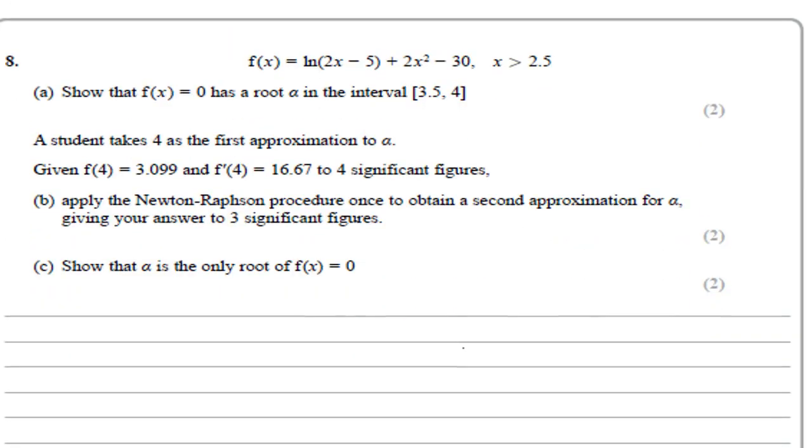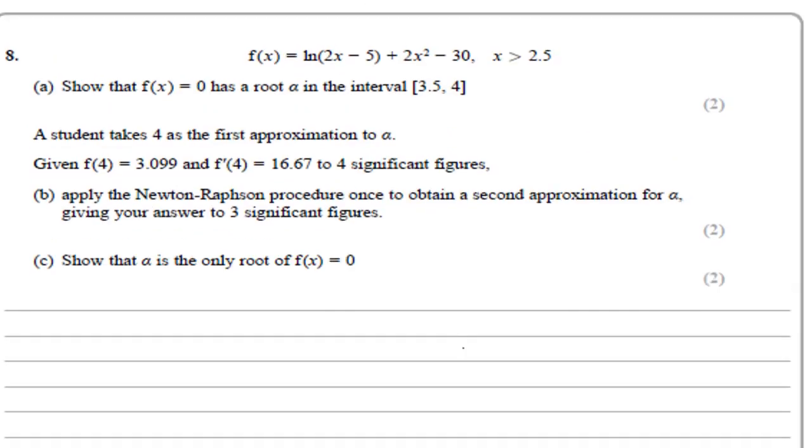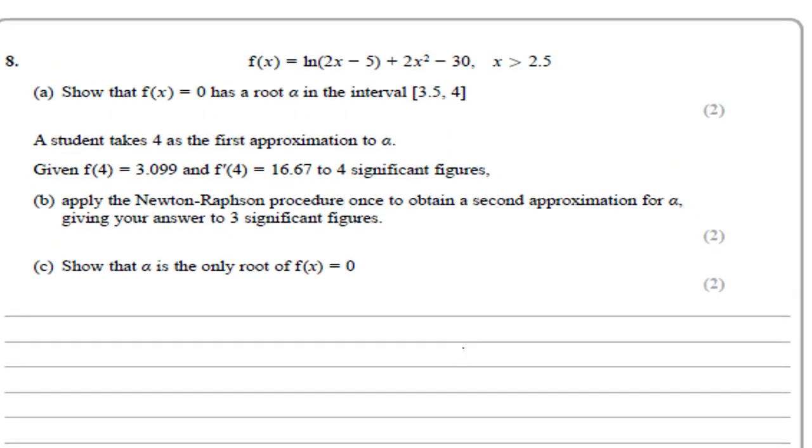Next question. This is your question number 8. f(x) is ln(2x minus 5) plus 2x square minus 30. Show that f(x) equal to 0 has a root alpha in the interval 3.5 and 4. So what we need to do, we'll put 3.5 here and then we'll put 4 here. If there is a change of sign, then we can say that alpha is lying in between these points.